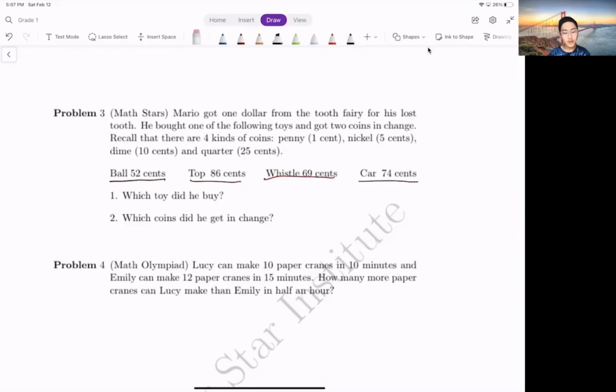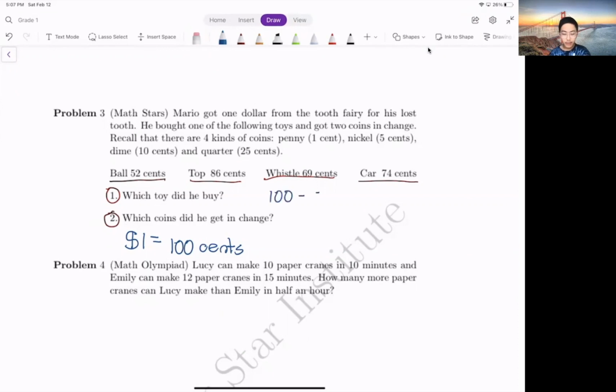So we are given 2 questions. Number 1, which toy did he buy? And number 2, which coins did he get in change? First, recall that $1 is equivalent to 100 cents. And he bought one of the following toys. So all we have to do is subtract the price of that toy from the $1, which is 100 cents. So let's test out the ball first, which is 52 cents.